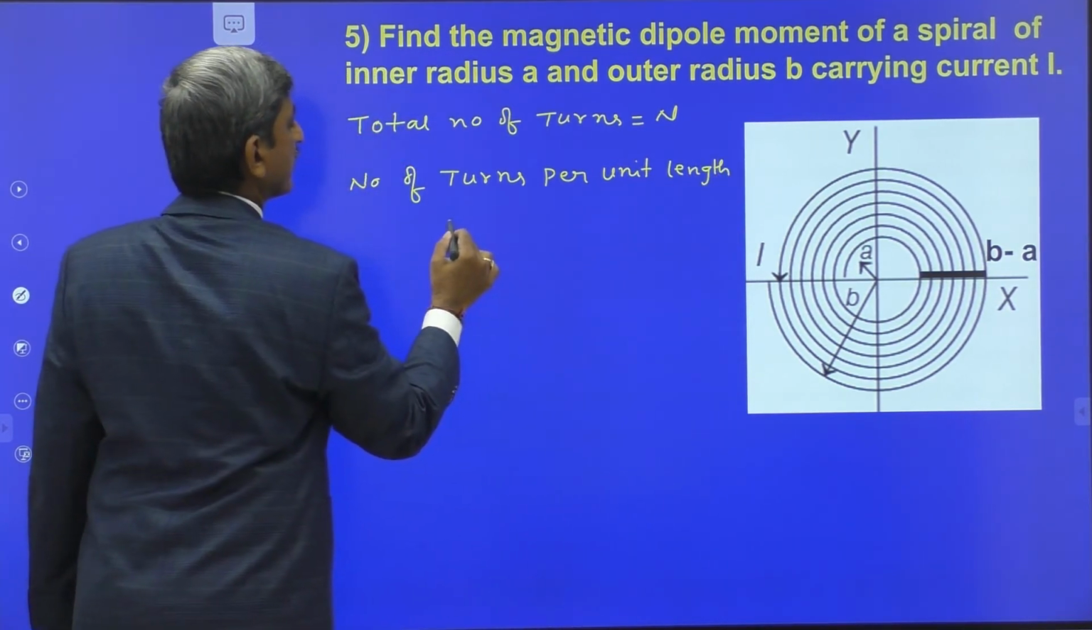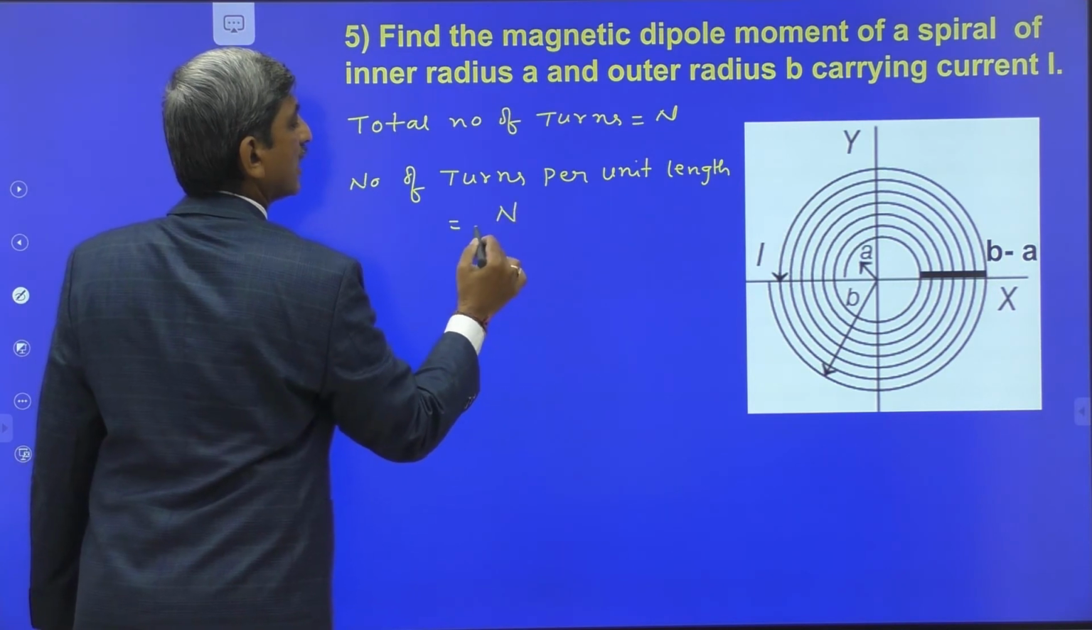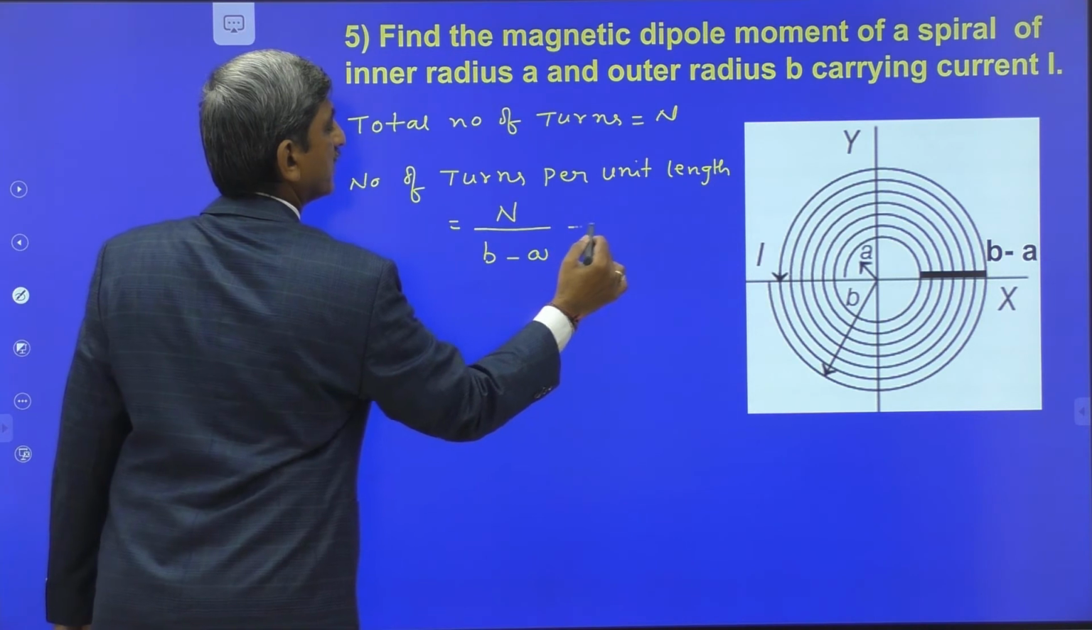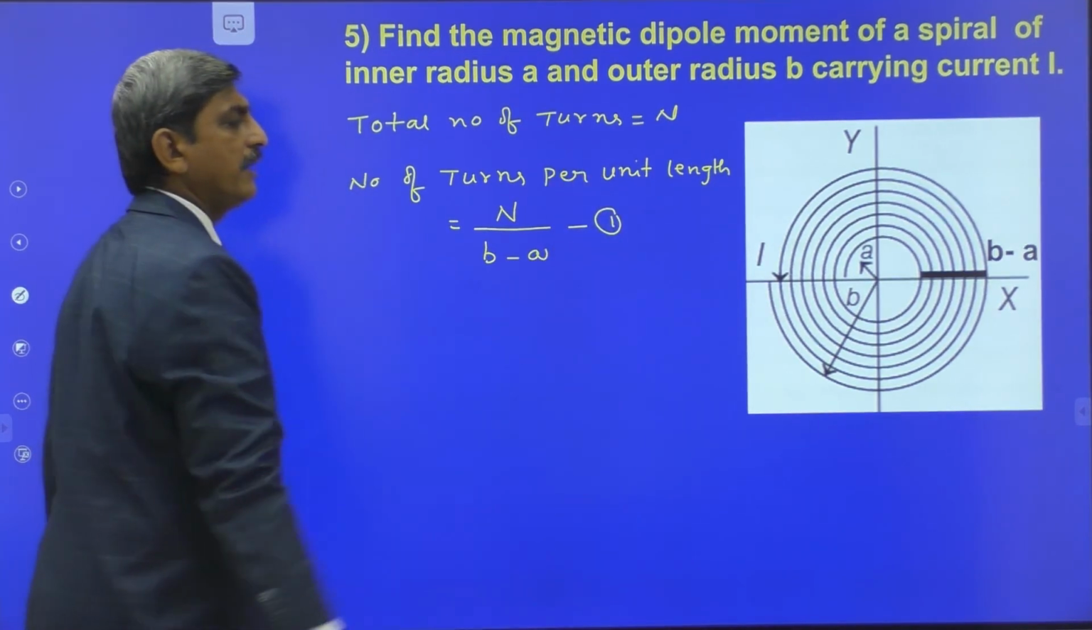The number of turns per unit length is equal to the total number of turns divided by the total length of the spiral shape, that is n by b minus a.